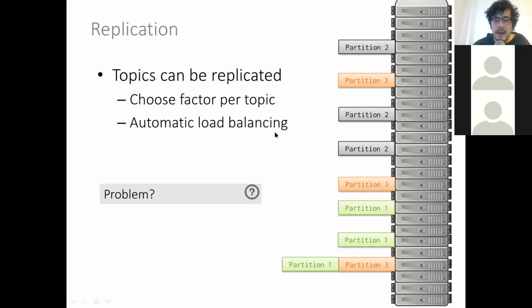And then there's some automatic load balancing in terms of which machine will store which partitions and which replicas of partitions. Here we see we have partition 2, partition 2, partition 2 on one machine, partition 3, partition 3, partition 3, and on this machine we have partition 1, partition 1, partition 1. So the partitions are distributed across the machines and replicated, in this case by a factor of 3.